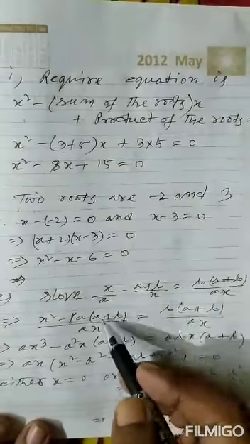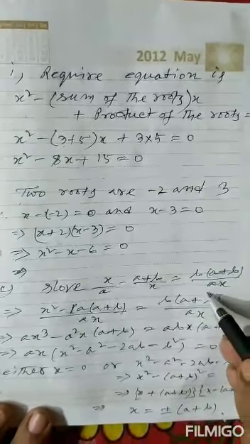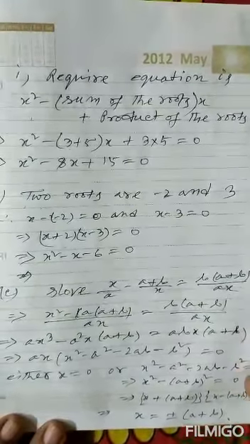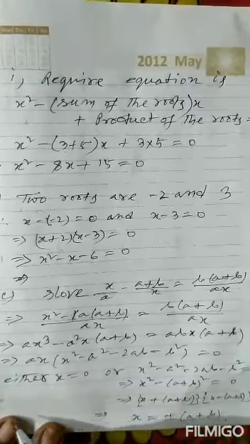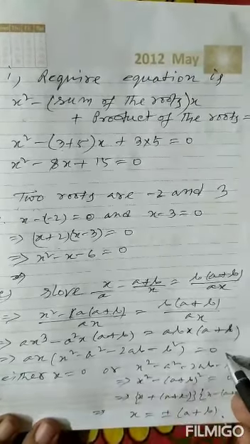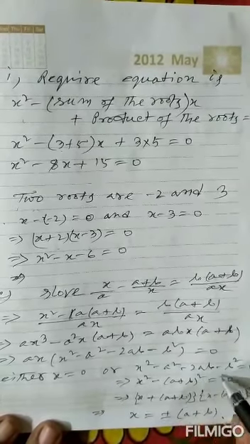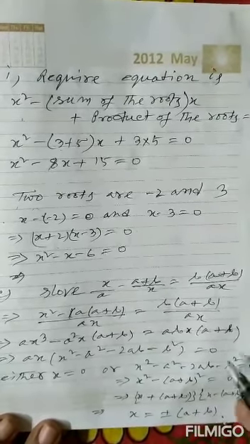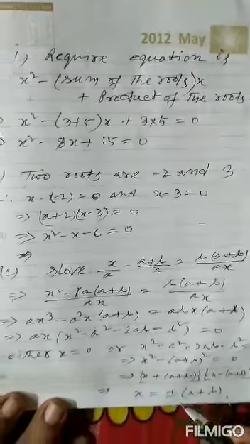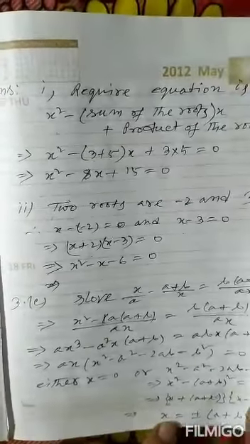Question number 3. Solve x by a minus a plus b by x equal to b into a plus b by ax. By solving, we get ax into x square minus a square minus 2ab minus b square equal to 0. Either x equal to 0 or x square minus a square minus 2ab minus b square equal to 0, or x equal to plus minus a plus b. So the two results are x equal to 0 and x equal to plus minus a plus b.